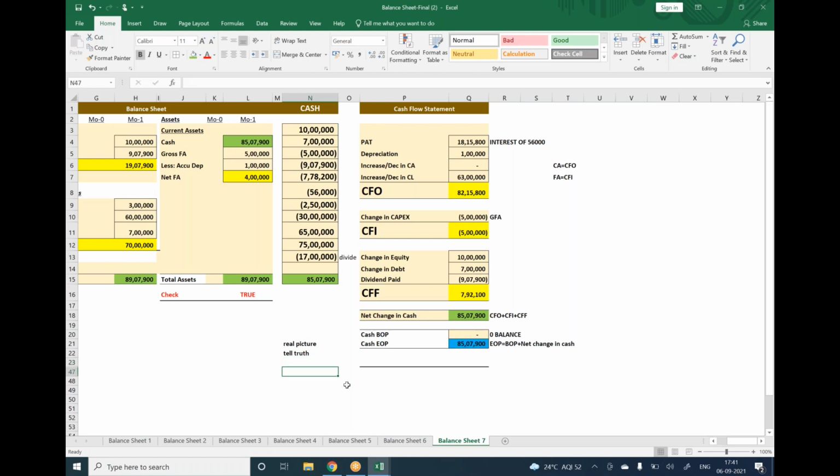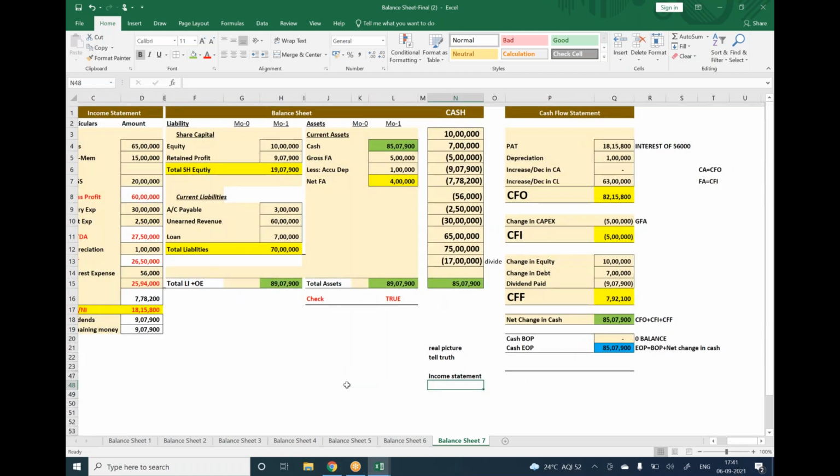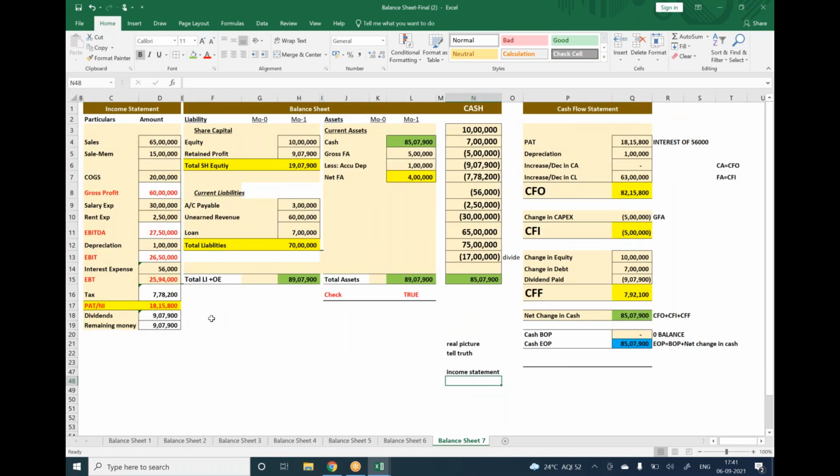Whereas balance sheet and income statement doesn't tell you the truth. Especially income statement, it's very, very bad. It can deceive you a lot. Yes, sir. Look at it. Profit is how much? 18 lakhs. But how much cash do you have? 89 lakhs you have. So where is that profit and where is that cash?